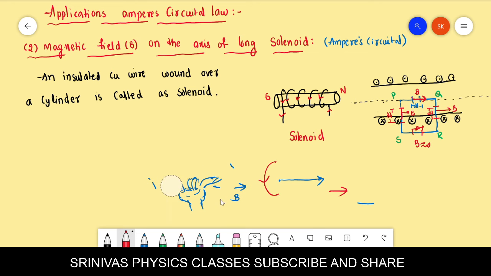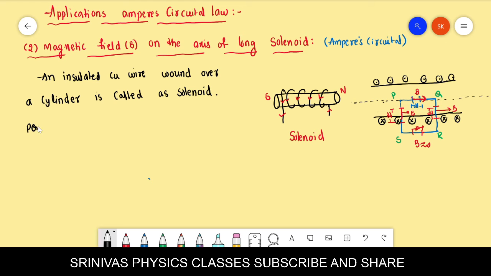Now what we have to do here is apply Ampere's circuital law. We are taking PQRS as a closed loop. If you have any doubt, you can ask me. This is a very important derivation and somewhat difficult to understand for some, but it is actually very easy. I will explain clearly. Okay, first we can go for the PQ wire.